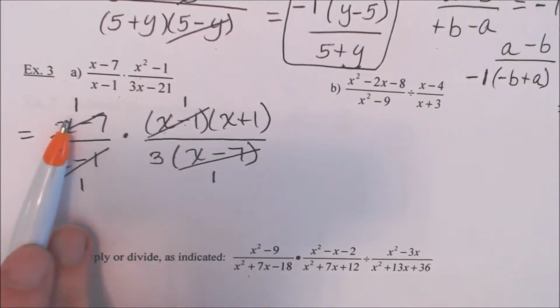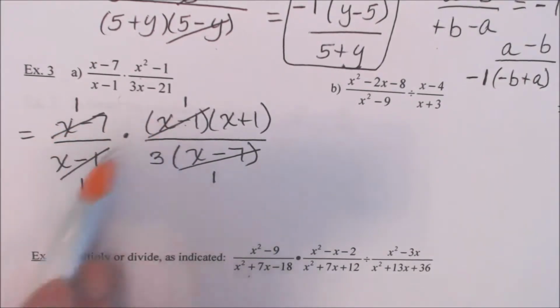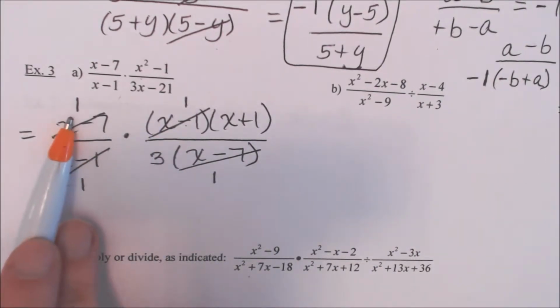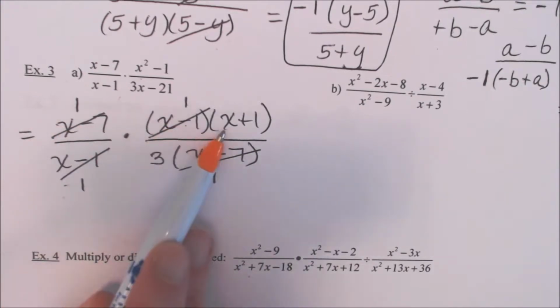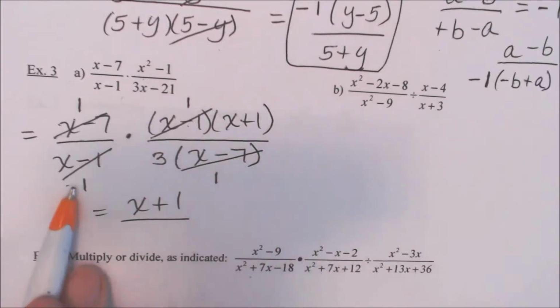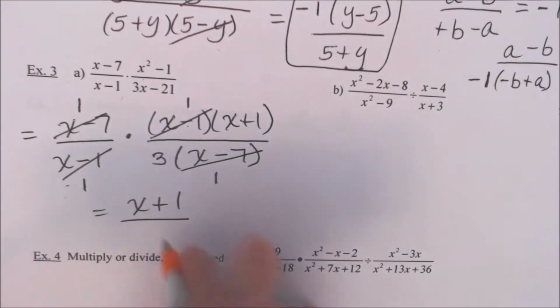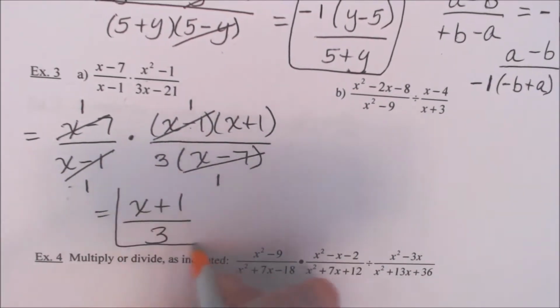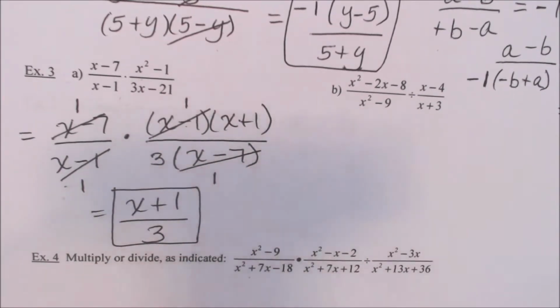So then what do we have left? Remember, we multiply fractions, we multiply numerators over denominators. So we have 1 times x plus 1 in our numerator. And then we have 1 times 3 times 1, which is just 3 in our denominator. And that is multiplied and simplified.